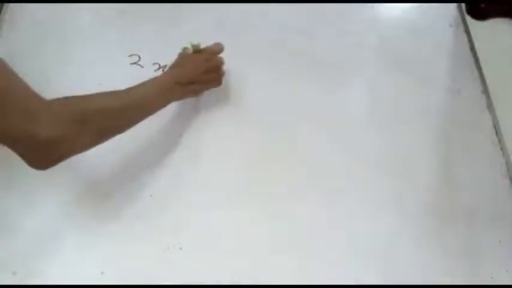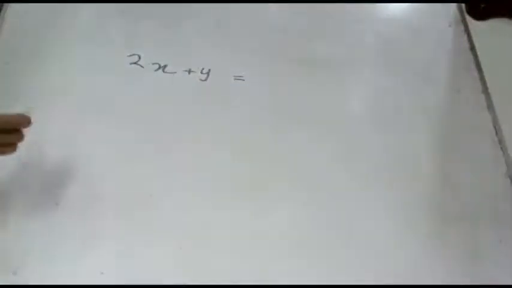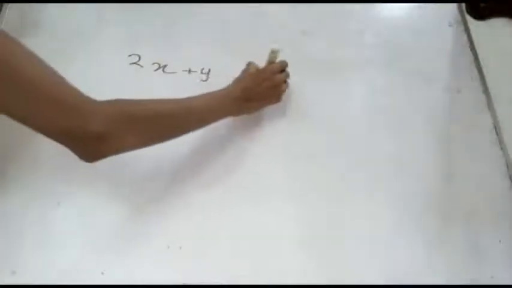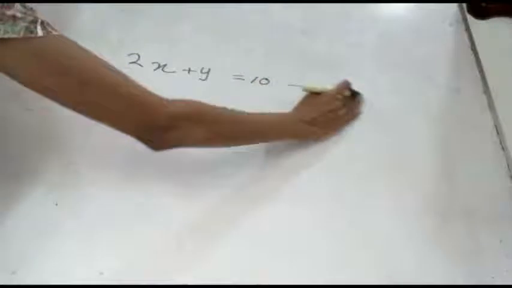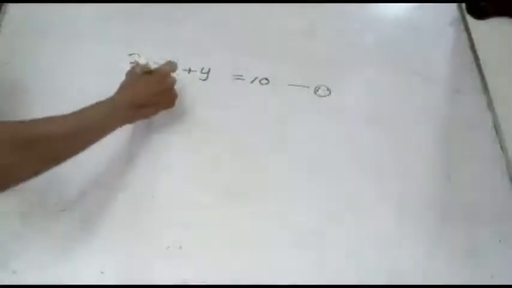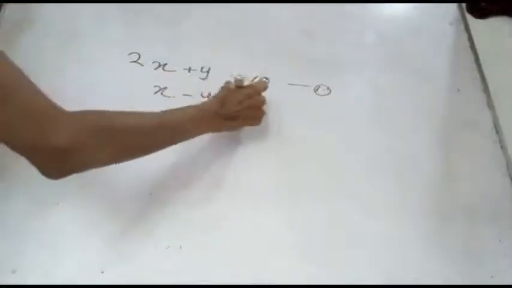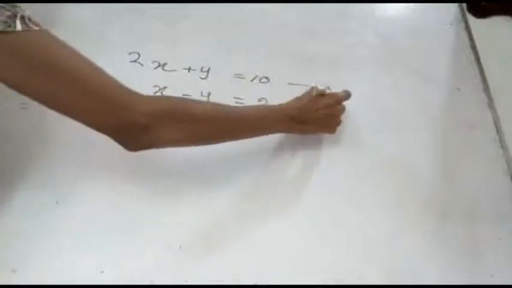Solving simultaneous equations. 2x plus y is equal to 10 is the first equation. x subtract y is equal to 2 is the second equation.